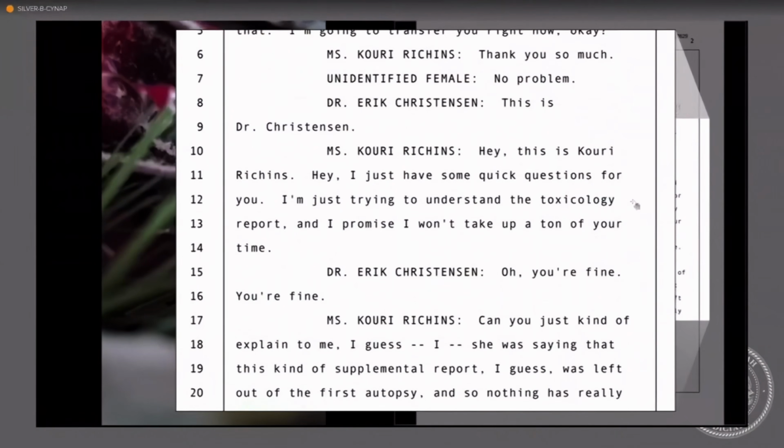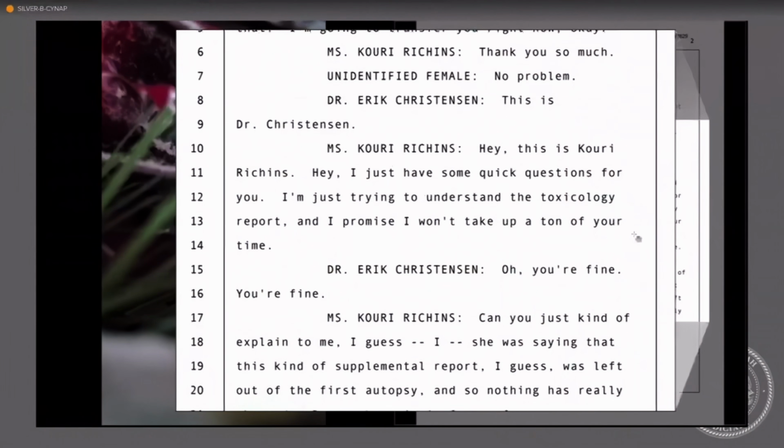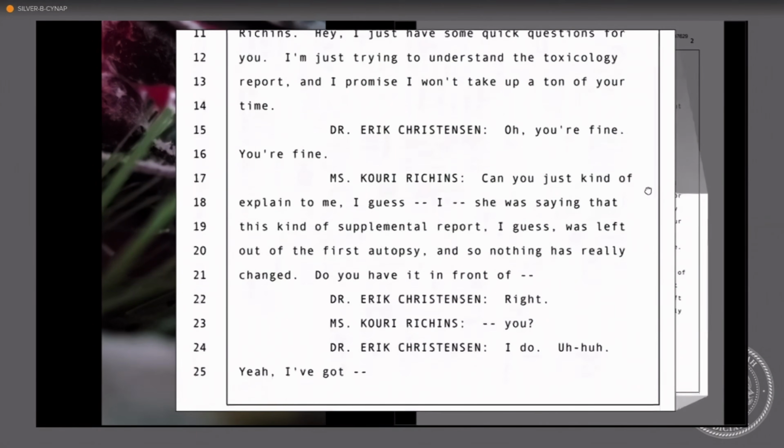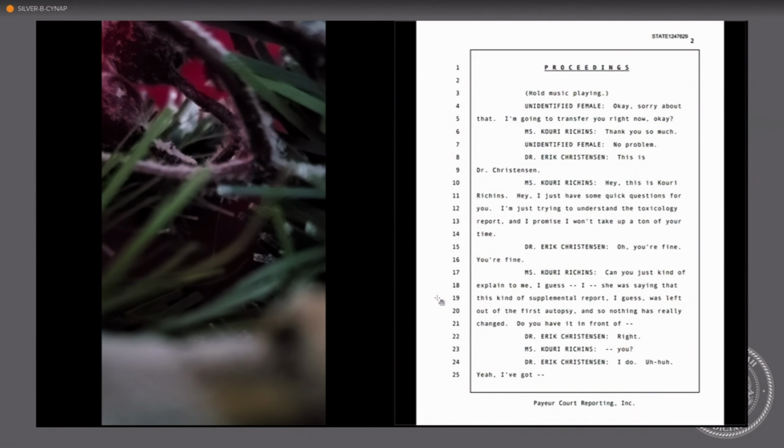Hey, this is Kouri Richins. Hey, I just have some quick questions for you. I'm just trying to understand the toxicology report, and I promise I won't take up a ton of your time. Oh, you're fine. Can you just kind of explain to me, she was saying that this supplemental report was left out of the first autopsy, and so nothing has really changed. Do you have it in front of you? I do. Yeah, I got the file here.